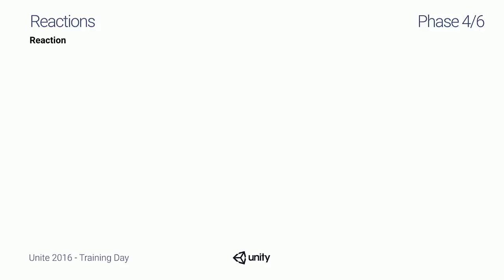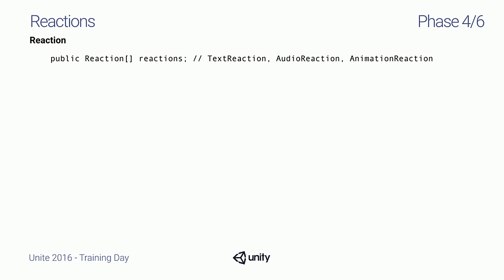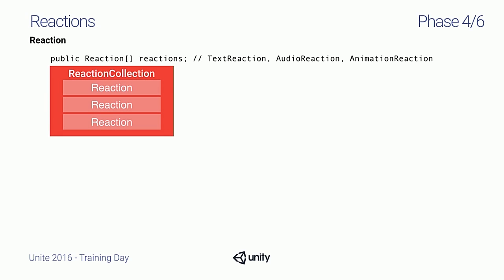Well, other than it being neater, it's very useful for the inspector. So normally, if we just created an array of reactions and they weren't scriptable objects, then we could store a text reaction in there, an audio reaction in there, an animation reaction in there, and in the inspector, they would all be treated as reactions. We wouldn't see any variation in that.